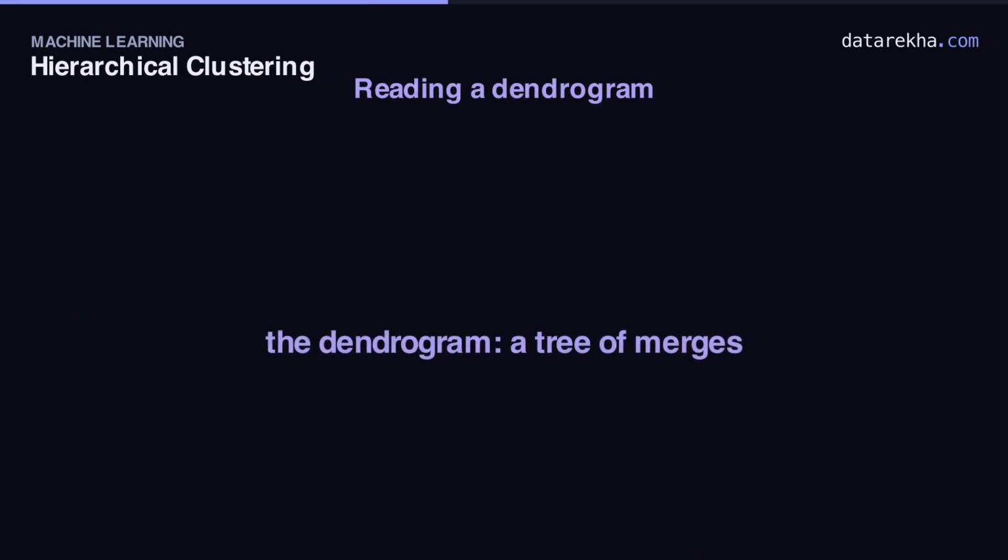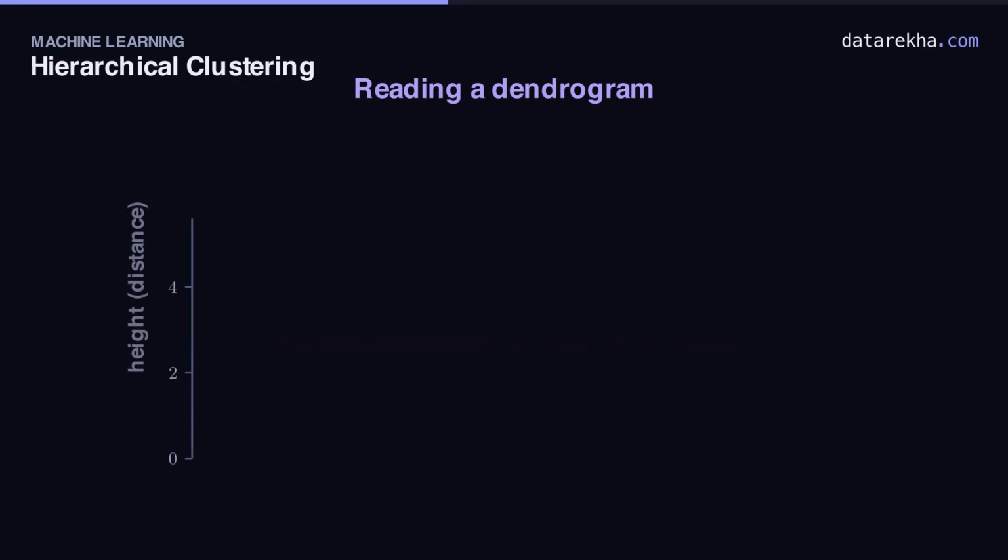All those mergers get recorded in one beautiful picture: the dendrogram, the star of this whole idea. Let me build one in front of you and teach you to read it. And you can read any hierarchical clustering at a glance. Along the bottom sit the individual points, each one a leaf of the tree. Up the side runs a scale of height, and height means distance. That vertical axis is the whole secret.